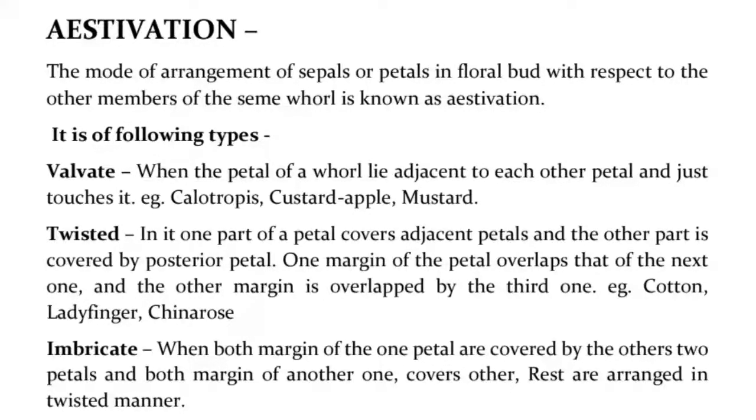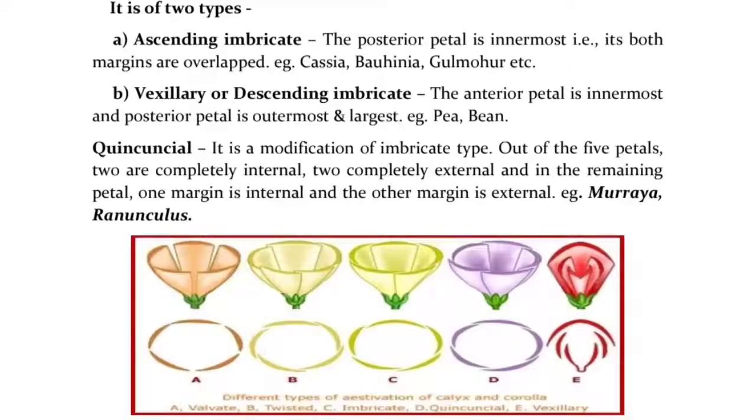Imbricate: when both margins of one petal are covered by two other petals and both margins of another cover the others, the rest are arranged in a twisted manner. It is of two types: ascending imbricate, where the posterior petal is innermost, i.e., both its margins are overlapped, e.g. cassia, bauhinia, gulmohar etc. Vexillary or descending imbricate, where the anterior petal is innermost and the posterior petal is outermost or largest, e.g. bean.